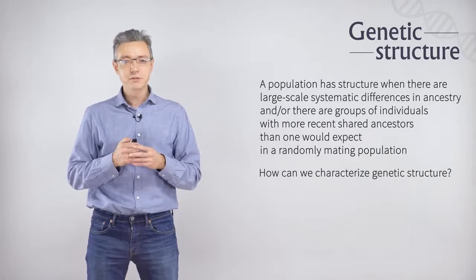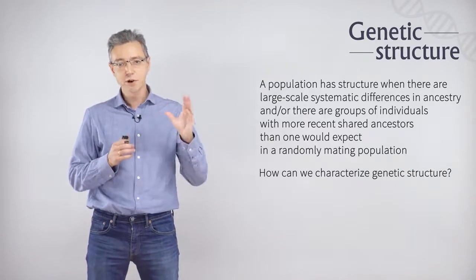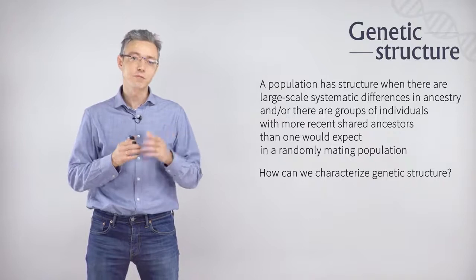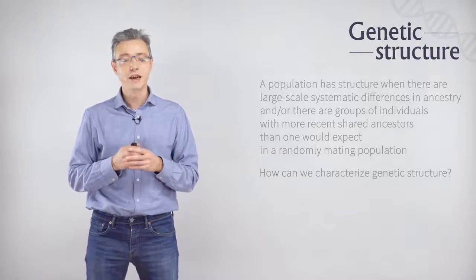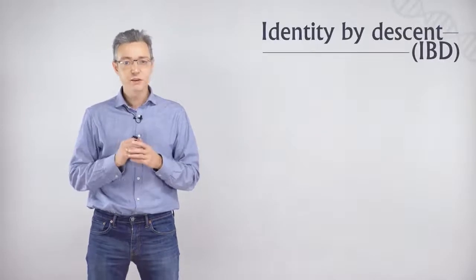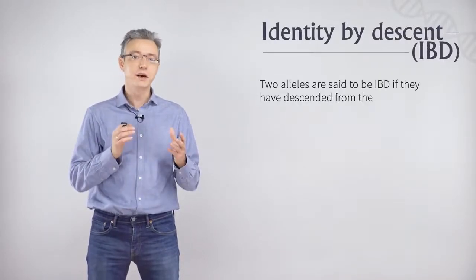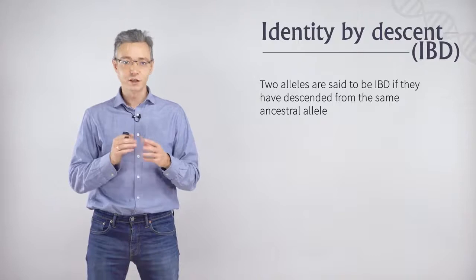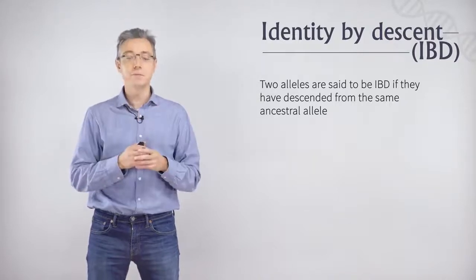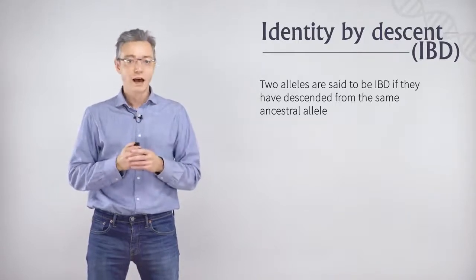So we will start with a few definitions, and one definition which will be very important and useful later on is the definition of identity by descent. We say that two alleles are identical by descent when they are copies of exactly the same ancestral allele.